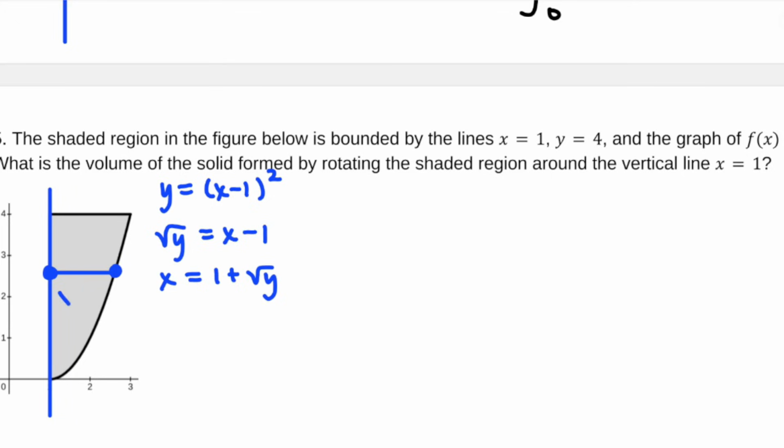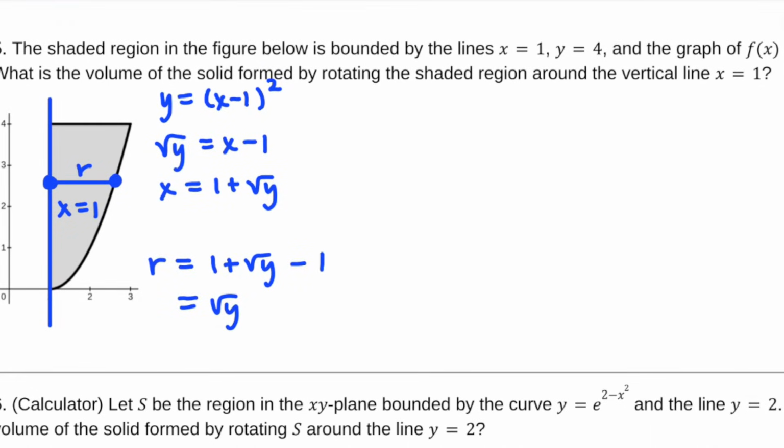On the left, that looks like x equals 1. Oh yeah, this one's going to work out real nice. And so I'm right here, I'm going to be saying, okay, that's the radius. Radius equals 1 plus root y minus 1, which is just going to be root y. And so we would definitely like to do pi r squared on that. So volume is going to be the integral of pi r squared with respect to y, because we're rotating around a vertical axis again.